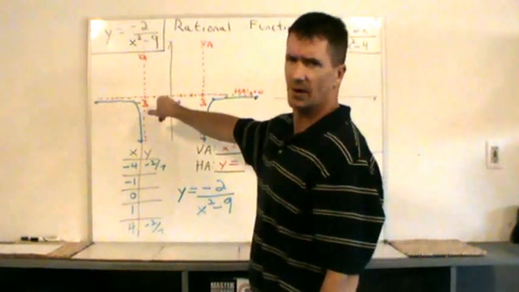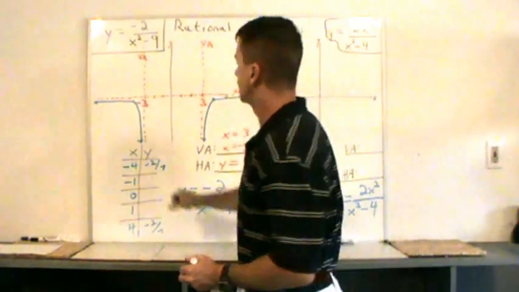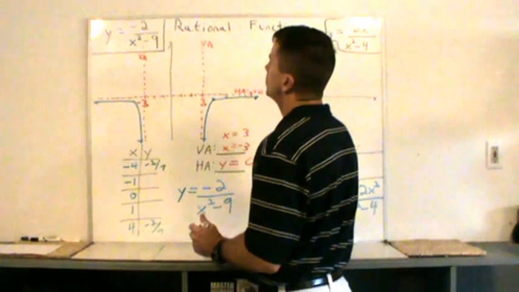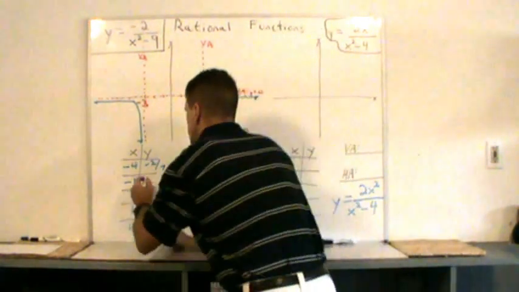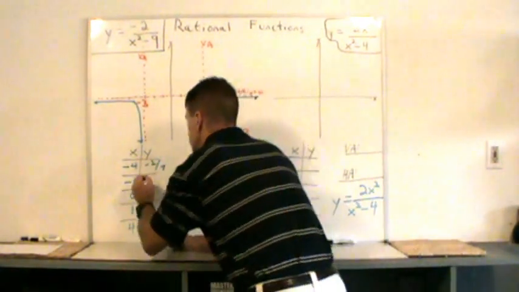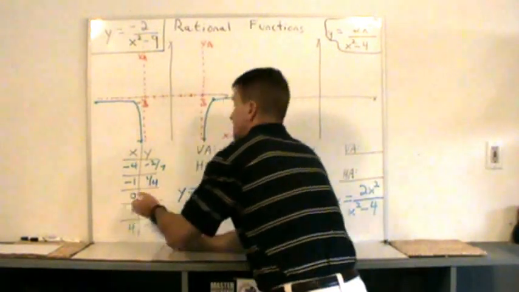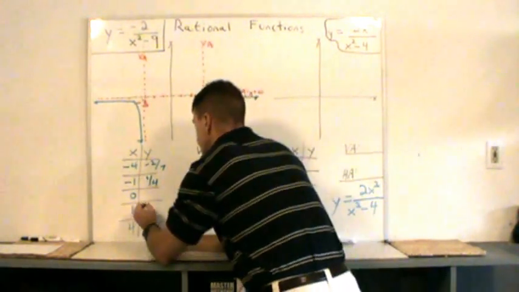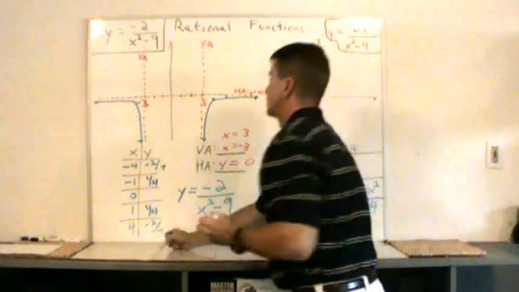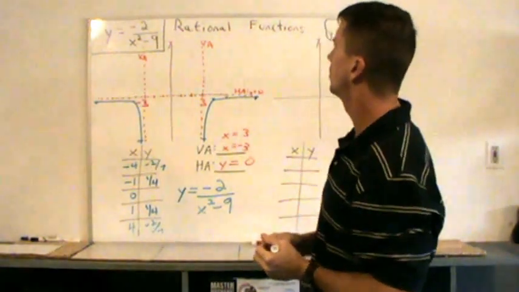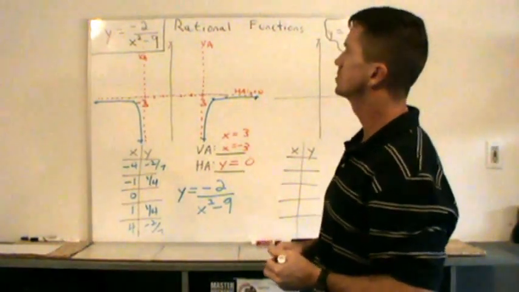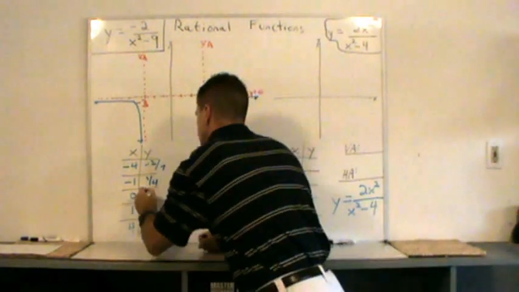Well, I need some points. Something's going on in the middle. So let's see. I'll plug in a -1. I get -2 over -8, which simplifies to 1/4. I'll get the same thing when I plug a 1 in there. If I substitute a 0, you get -2 over 0 squared minus 9, which is 2/9.